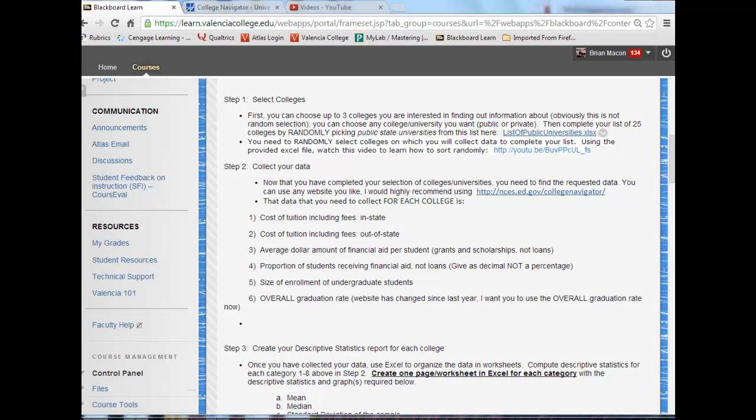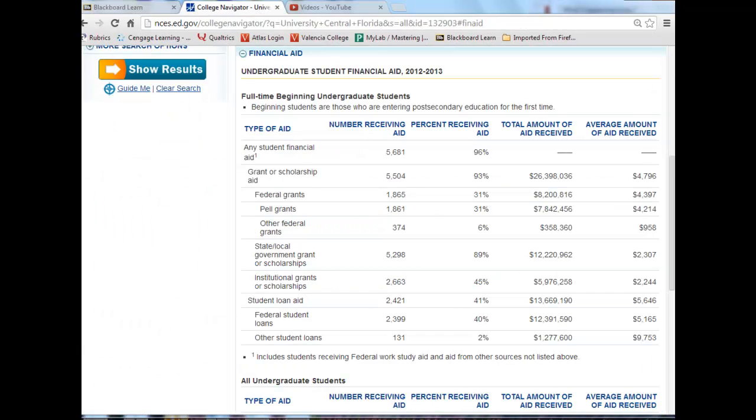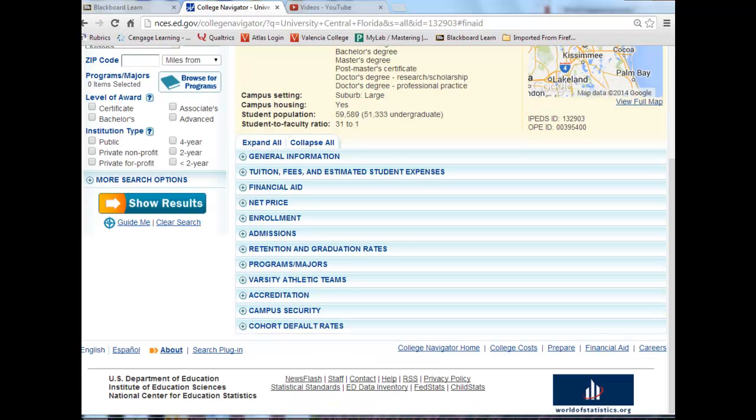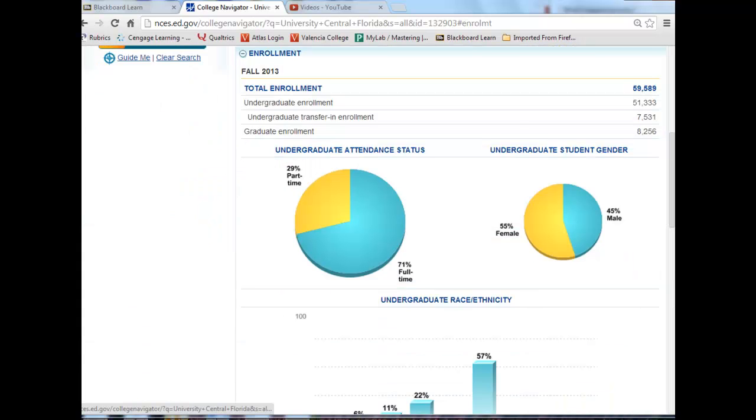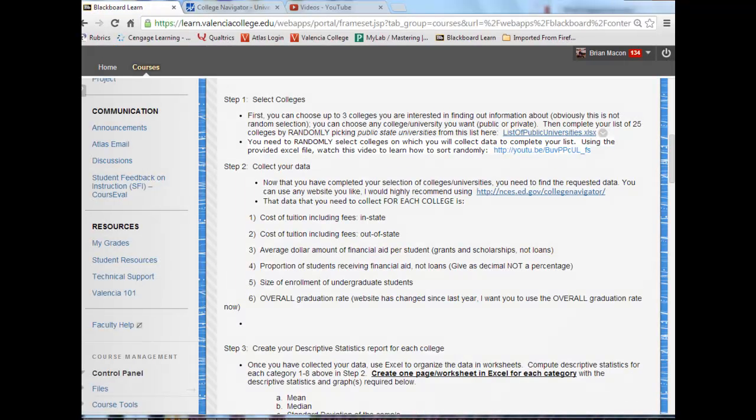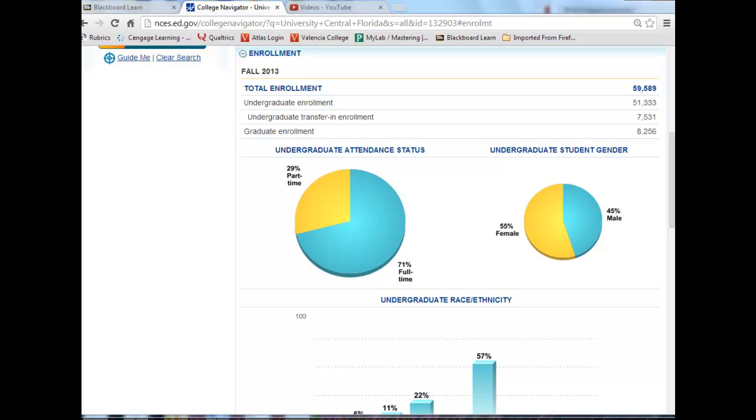All right, the next category I want you to find is the size of enrollment of undergraduate students. So let me come back to the website. Let me close financial aid here, and let's go down to enrollment. Oh, here's enrollment here. So if I click on enrollment, you can see they actually break enrollment down. Here's total enrollment number. This includes undergraduate and graduate. And I only want, as I said, undergraduate. The size of enrollment of undergraduate students is what I want. So here's the number that I want you to have right here, the size of undergraduate enrollment.